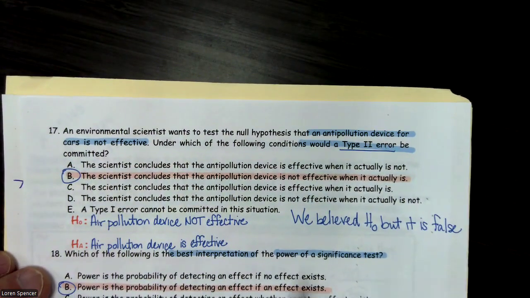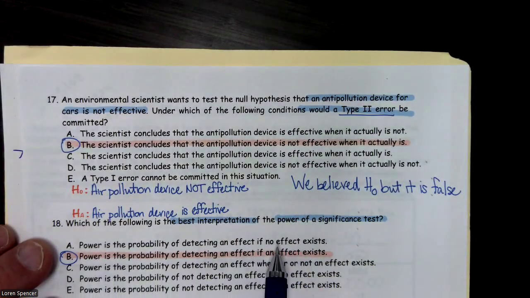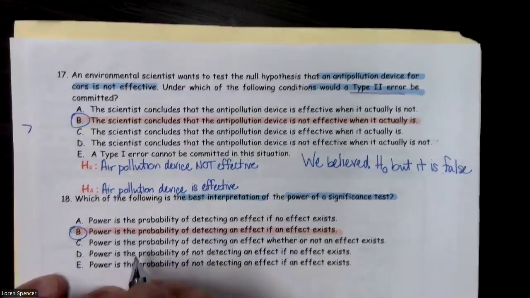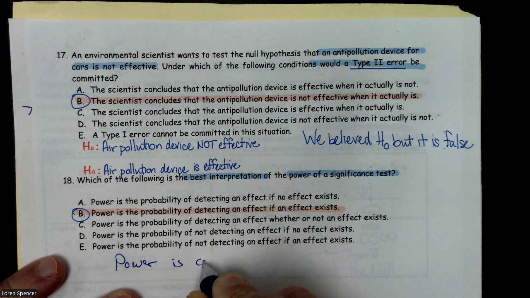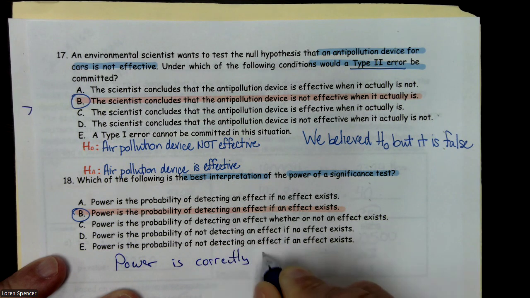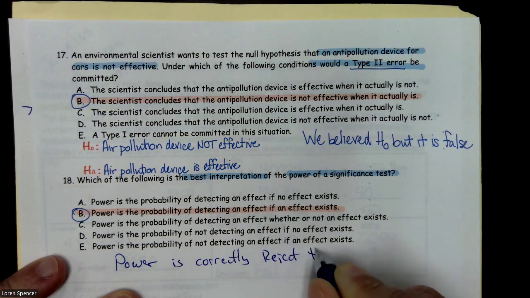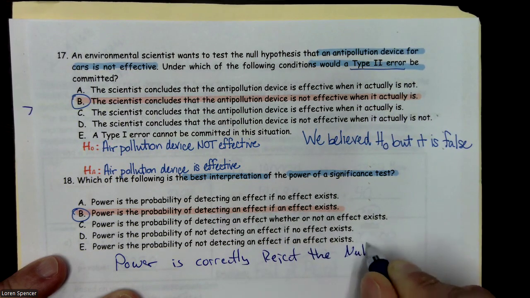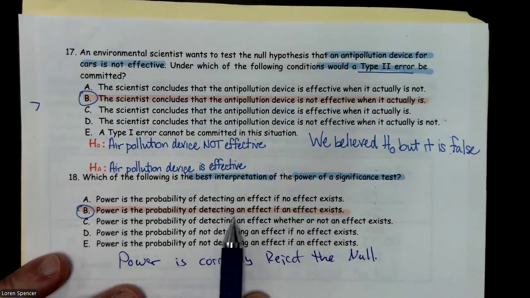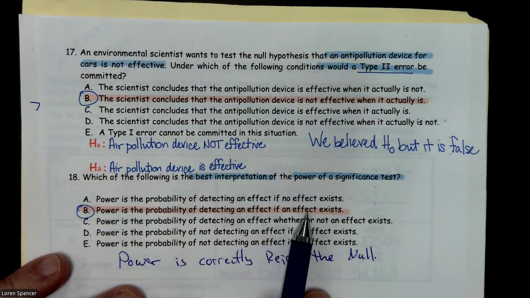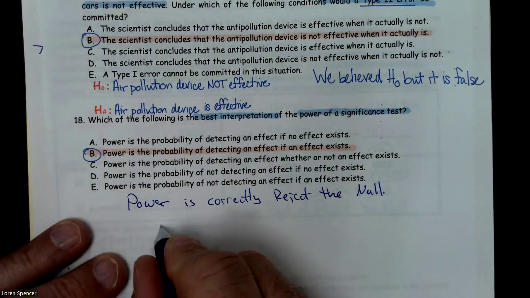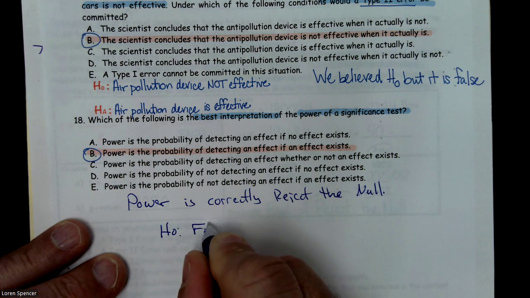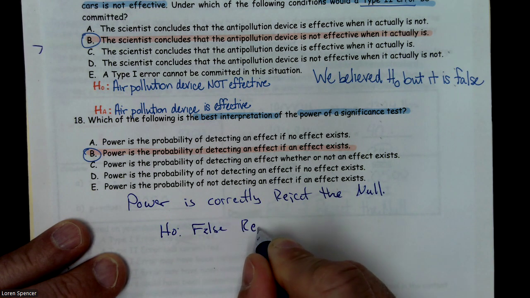All right. Which of the following is the best interpretation of power? Power is correctly rejecting the null. In other words, it's detecting an effect when it exists. Detecting a problem with the H0 when it exists. So basically, we're saying the H0 is false and we rejected it.